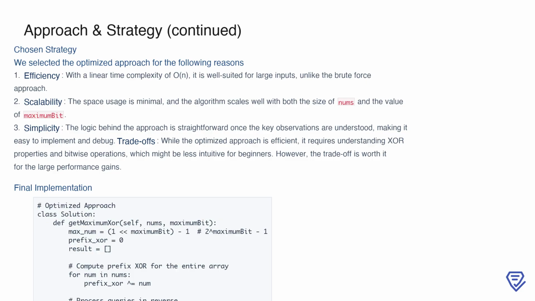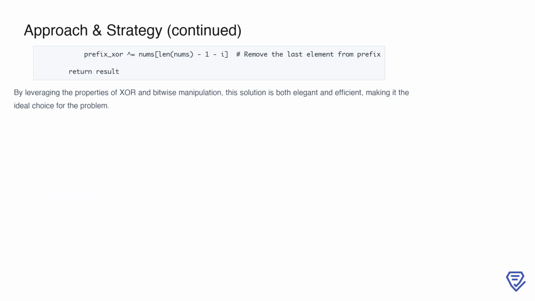The final implementation begins by calculating the maximum possible value max_number as 2^maximum_bit - 1. Then, the prefix XOR for the entire array is computed iteratively. Finally, the queries are processed in reverse order to calculate the maximum XOR for each query efficiently. After processing each query, the prefix XOR is updated by removing the last element of the array prefix. This ensures that the prefix remains correct for the next query in reverse order.